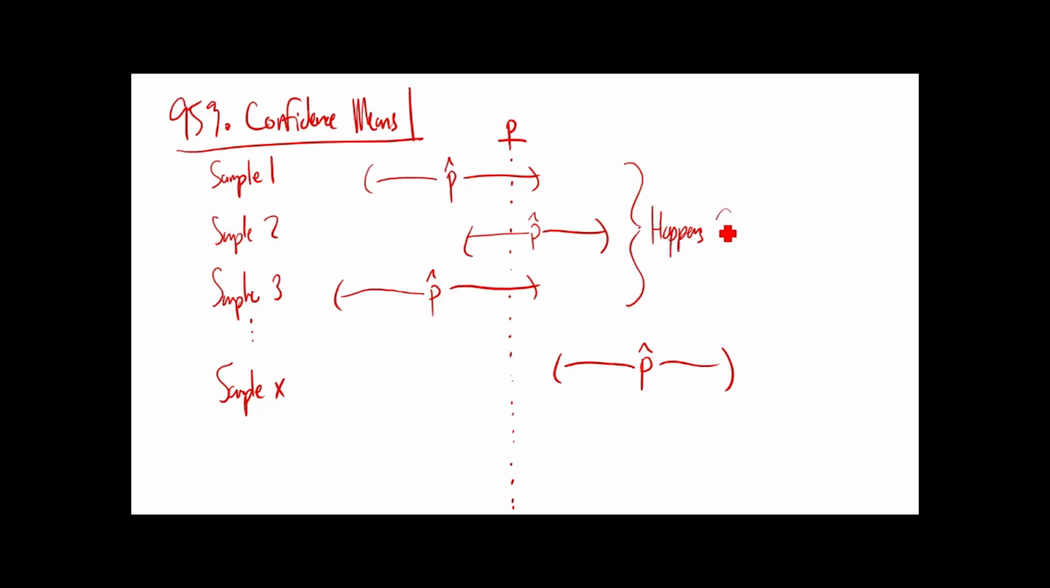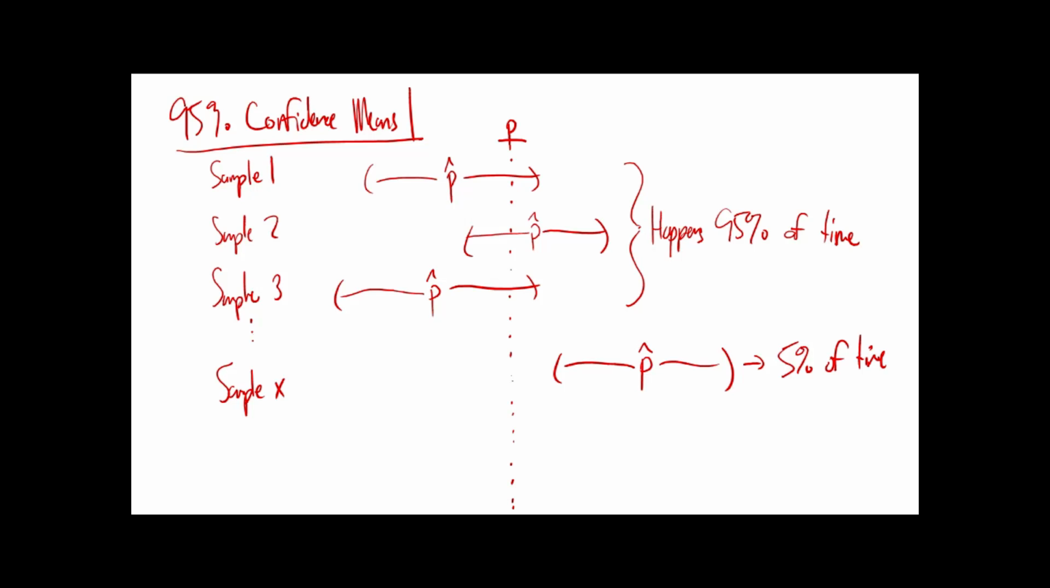Yeah, this is going to happen 95% of the time. And how often is this going to happen? 5%. Yeah. That's what 95% confidence means. It means if you were to do this procedure over and over again, 95% of the time you'd catch the truth, 5% of the time you'd miss it.